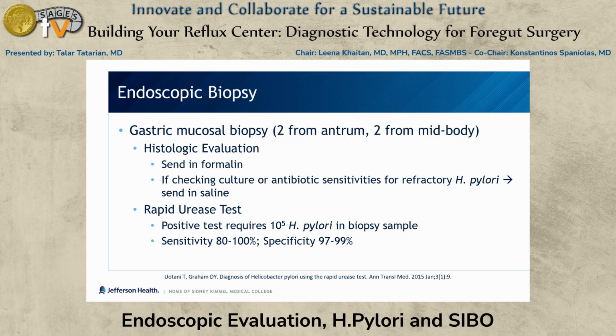Histologically, if it's just for histologic evaluation, it can get sent in formalin, but in refractory cases, if you're checking for cultures or antibiotic sensitivities, best to send it down in saline, or if there's any questions, just check with your pathologist or microbiologist beforehand. And then the rapid urease test is a kit that can be used, again, that takes advantage of that urease. It's a medium with urea in it as well as a pH indicator. And if H. pylori is present within the tissue, it'll release the ammonia, and that will increase the pH, and the detector will change color accordingly.